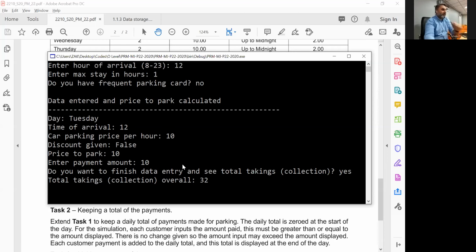So let's study it again. Let's see if it is properly done. Keeping a total of the payments. Extend task 1 to keep a daily total of payments made for the parking. Okay, the daily total is 0. We did it at the start of the day. For the simulation, as in here, each customer inputs the amount paid. So we did.